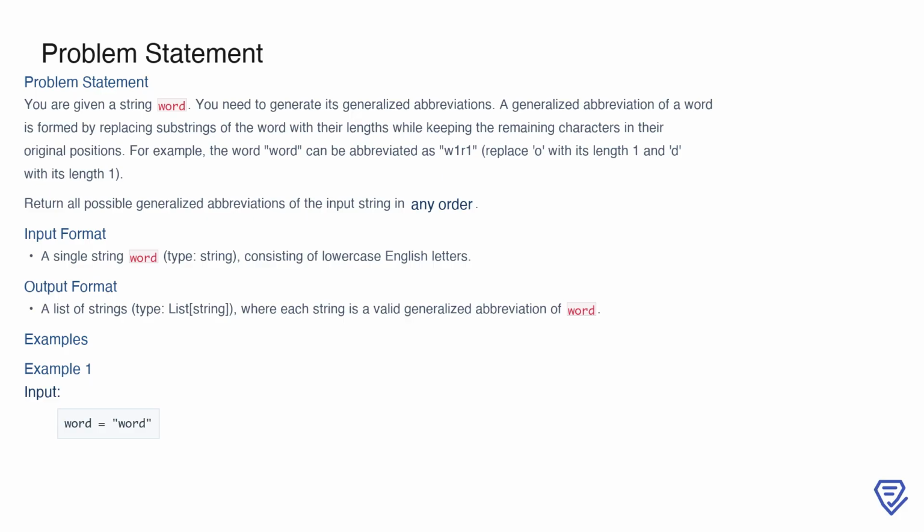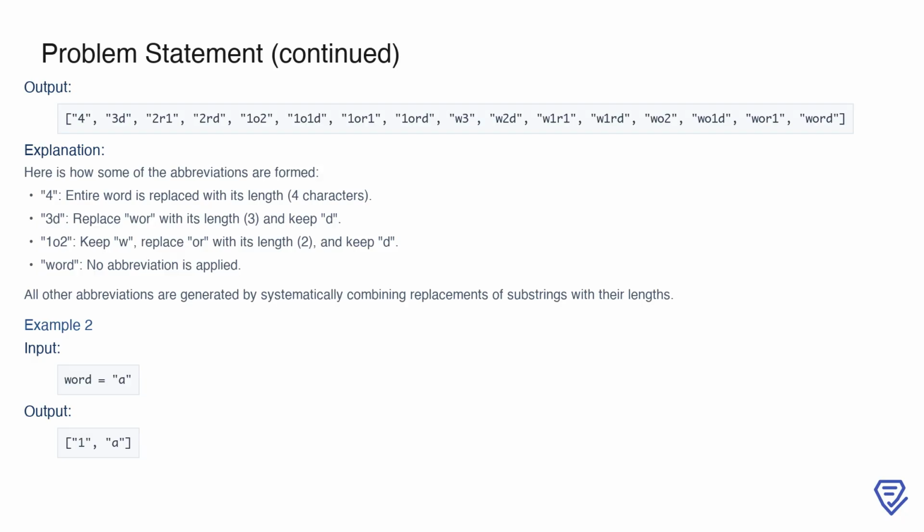The input is a single string consisting of lowercase English letters, and the output is a list of strings, where each string represents a valid abbreviation of the word. The output will include all valid generalized abbreviations of the word. For example, if the input is "word", the output might look like this: 4, 3d, 2r1, 2rd, 1o2, 1o1d, 1or1, 1ord, w3, w2d, w1r1, w1rd, w2, w1d, w1, word.